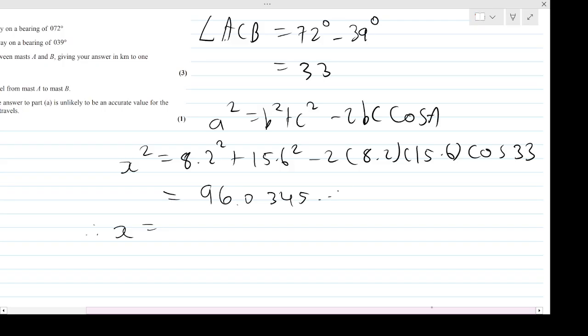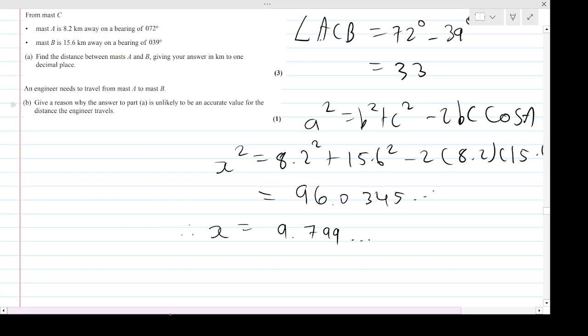So then I need to square root that to get x, which is 9.799... Does it say to round it to anything? Give your answer to one decimal place, and that's going to be 9.8 kilometers to 1 dp. Cool. There we are then. So that's the distance between A and B.